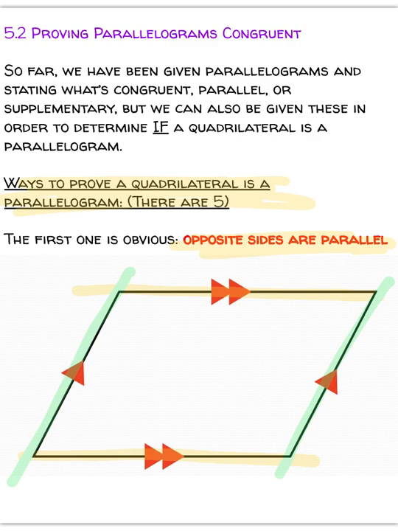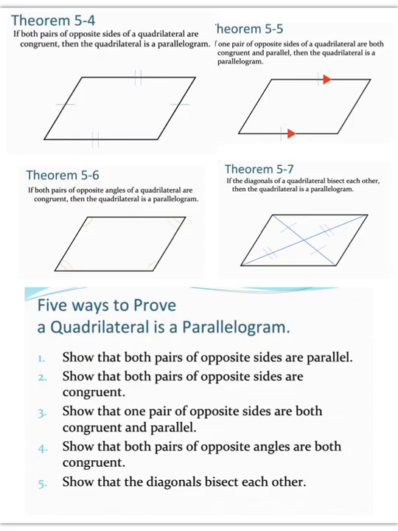It's not enough just to say, for example, that two sides are parallel, because in a trapezoid, for example, we would have these parallel but the other two sides are not, and that's not a parallelogram. So we must have both pairs of opposite sides parallel. And there are 4 others.